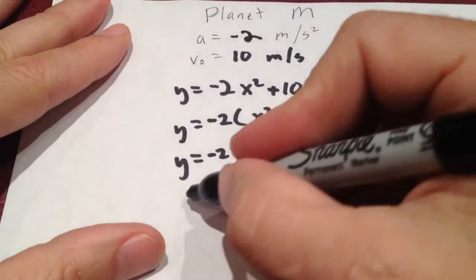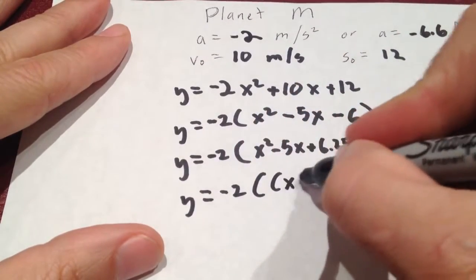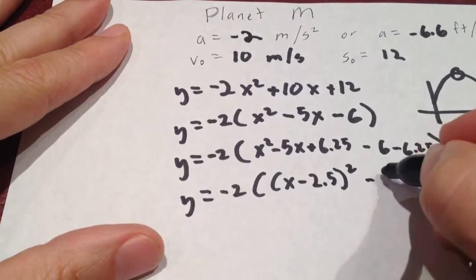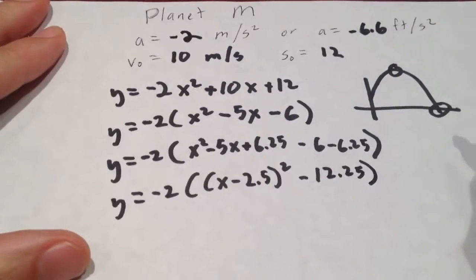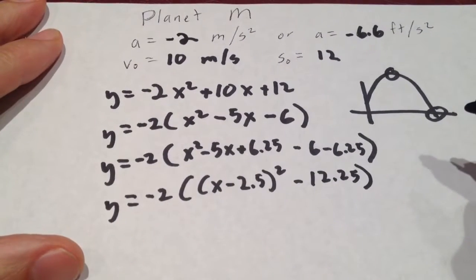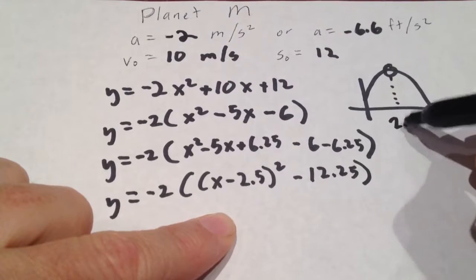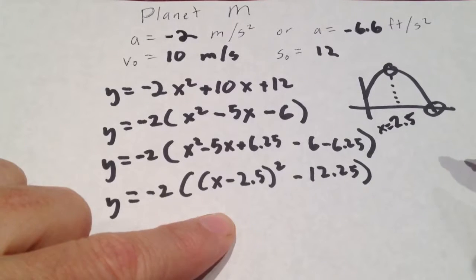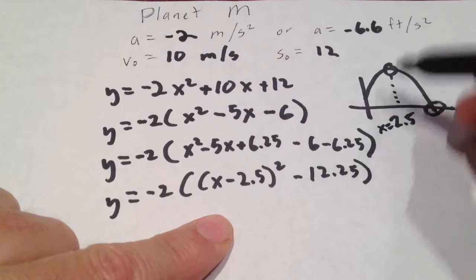All right, so this ends up being y equals -2 times x minus 2.5 squared, and this is a minus 12.25. And this would seem to be right. It looks like it's in vertex form. X equals 2.5. And then this doesn't look right, because that looks like -12.25 is the height here.